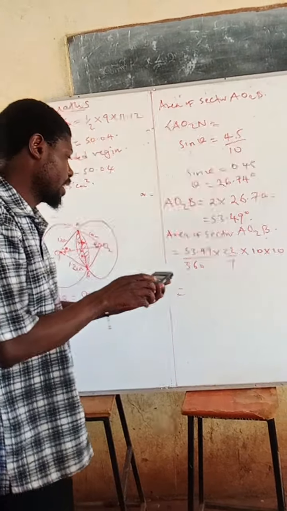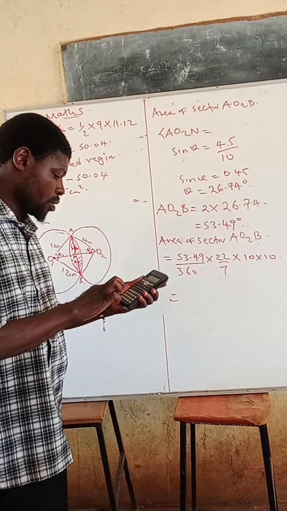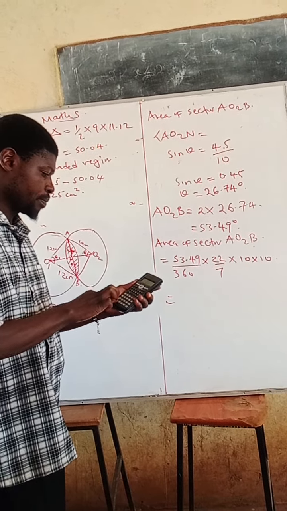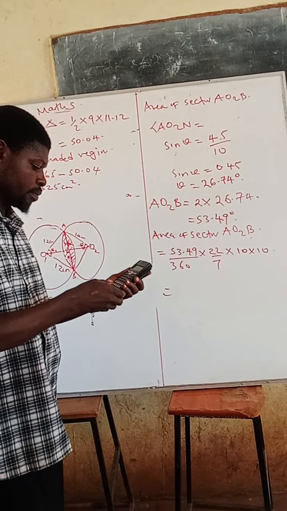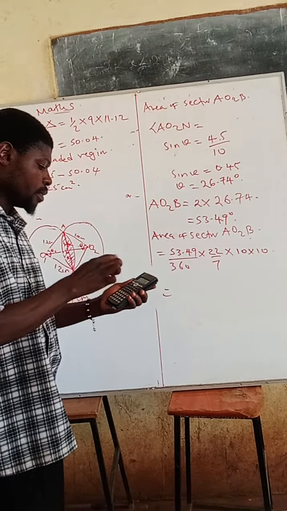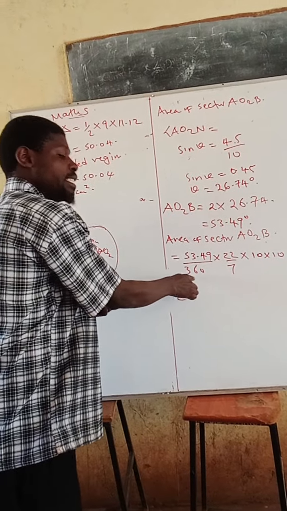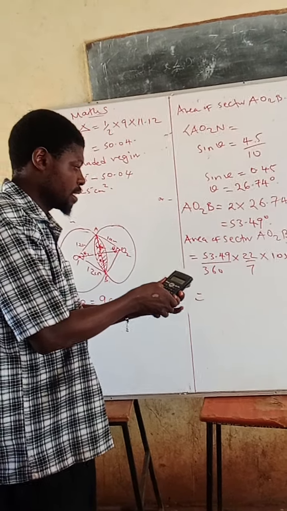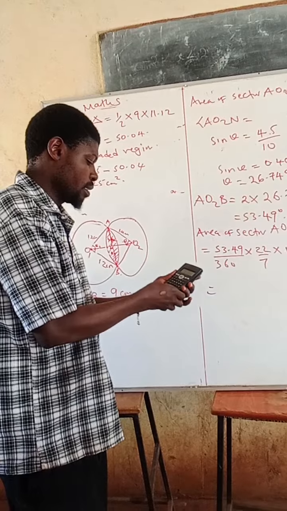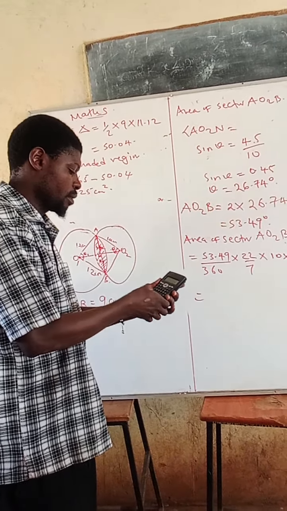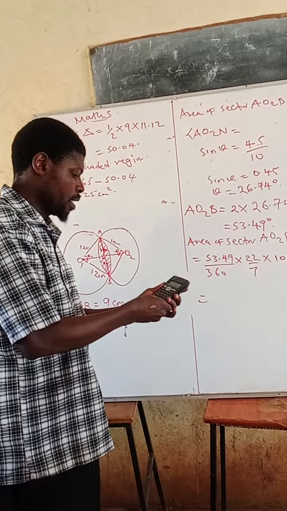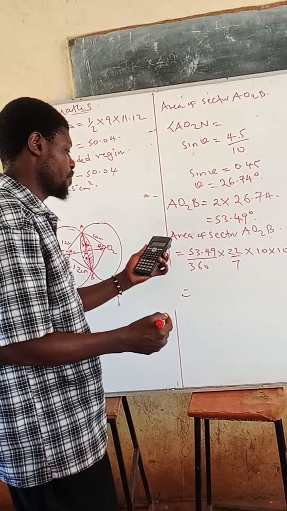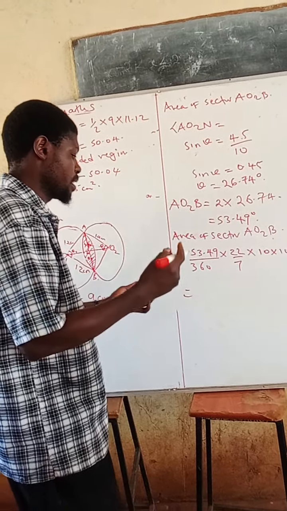I take my calculator: times 22 times 10 times 10. Divide by 360 times 7. Remember, never divide directly. Put a bracket: 360 times 7, close bracket, equals. The answer becomes 46.695. That means 46.70.